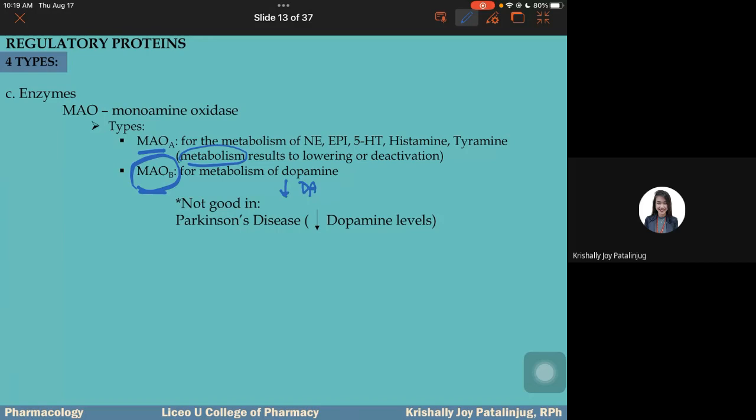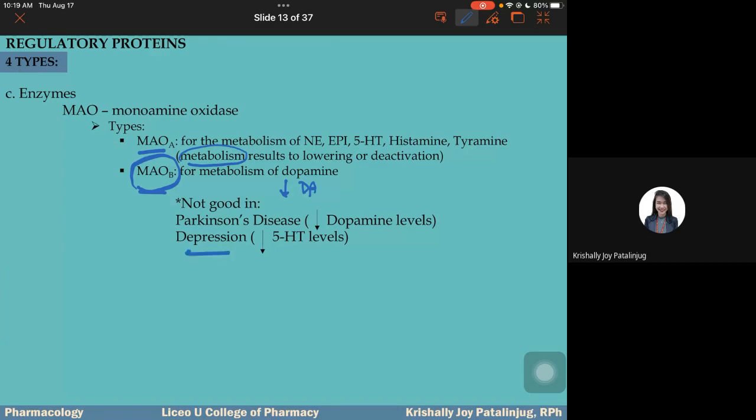Okay, that's why we have anti-Parkinson's drug, di ba? Wherein they block dopamine receptors. Okay? And we also have anti-Parkinson's disease na yung action nila is via inhibiting the enzyme MAO-B. Okay? So I hope you got it. There are also conditions na not good yung function ng MAO-A, okay?